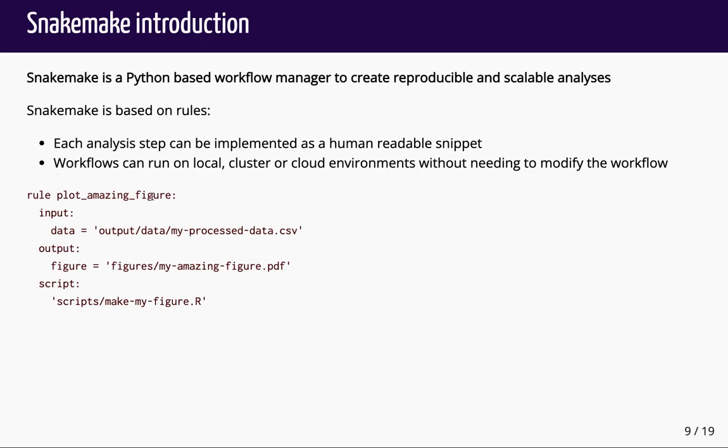This name needs to be unique, but other than that, there's not really any requirements. And then it has an input and an output. So this is where the user can list what data goes into the rule, what it should spit out, and then how to do it. And in this case, that's just an R script, but it could just as well be a Python script or a shell command or something. And then I can tie lots of these snippets together to create a complete workflow.